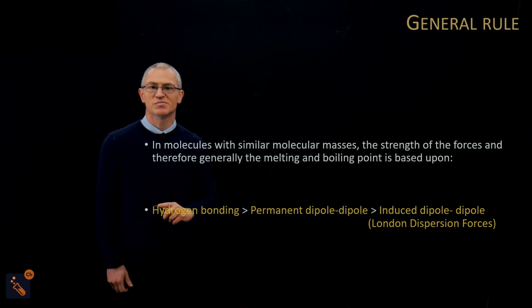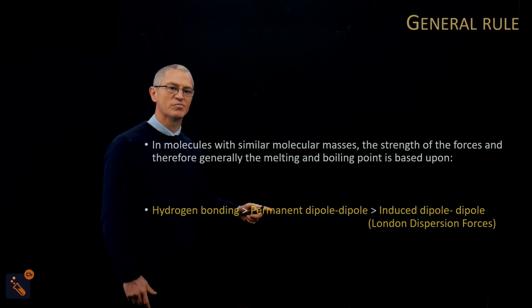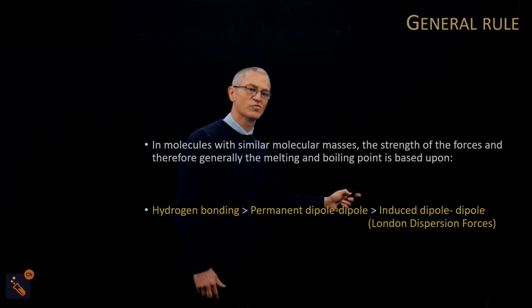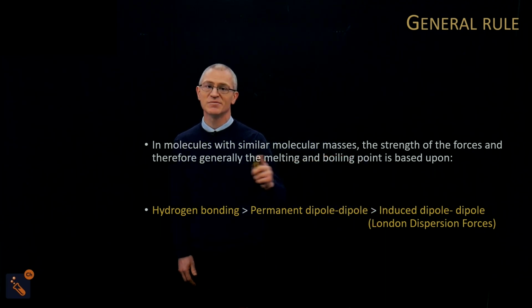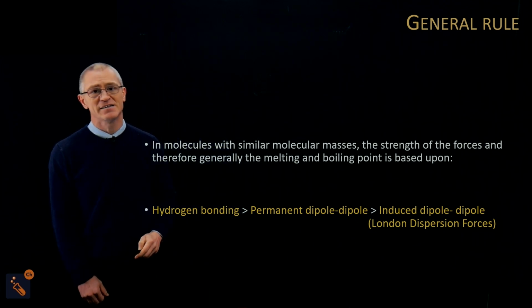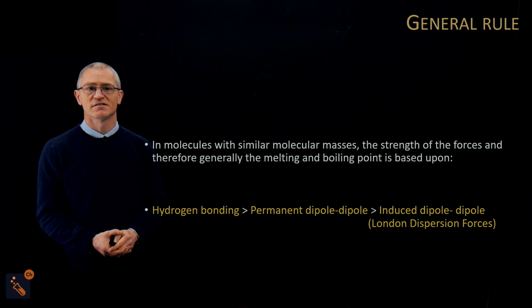And that means you would expect something with hydrogen bonding to have a higher boiling point and melting point than one with permanent dipole-dipole, than one with induced dipole-dipole. But that only works if they have, and I say it again, similar molecular masses. Really, really important that you recognize that.